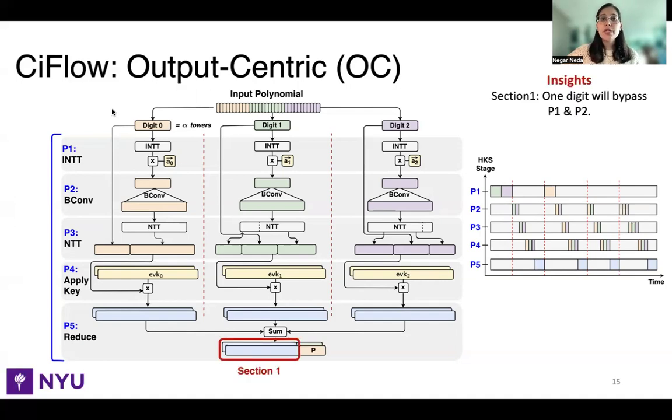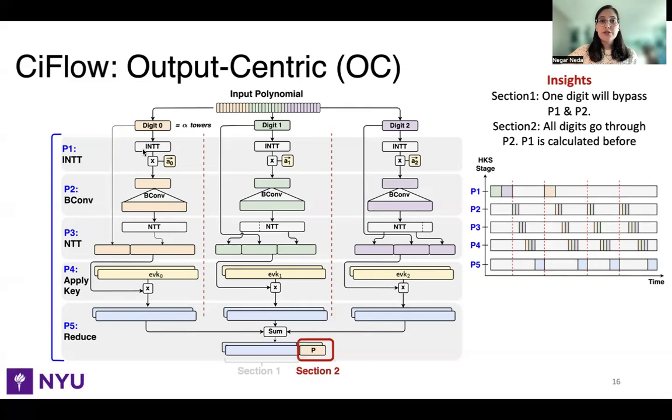Section 1, we're generating output towers that have the same modules as the input. Here, one digit will bypass P1, P2, and P3, and we will only need one tower from this digit. The rest of the digits need to go through these stages, but the point here is that in bconv, I'm only generating one tower per digit. That's because that's the only intermediate data I need for one output tower.